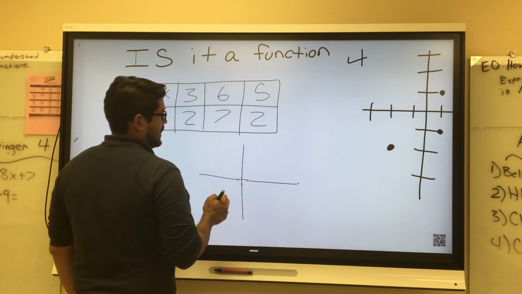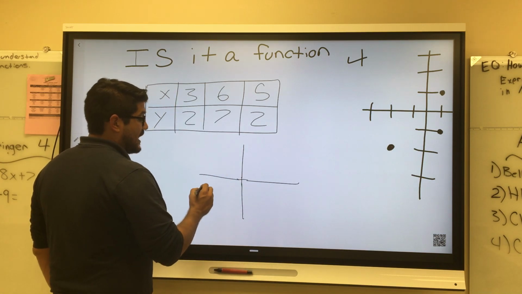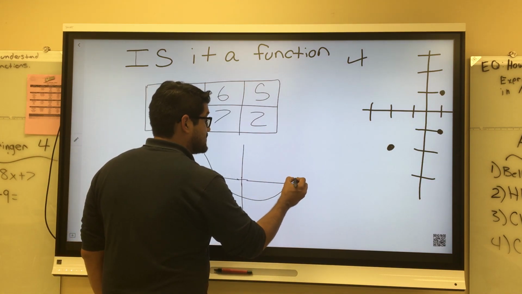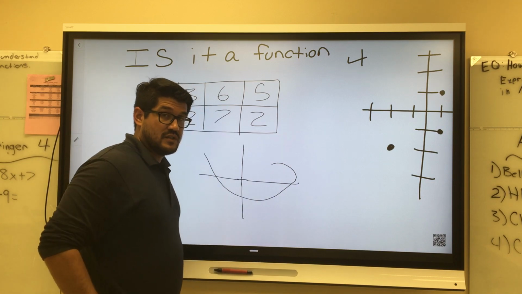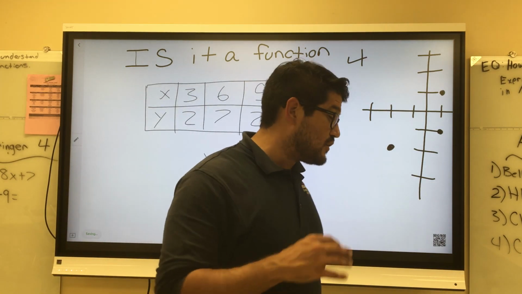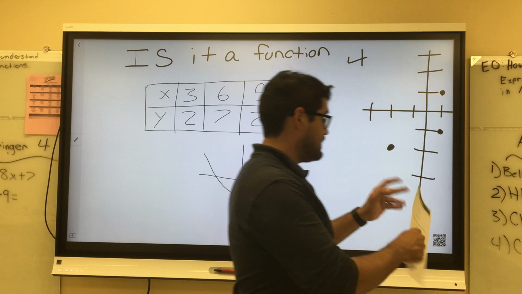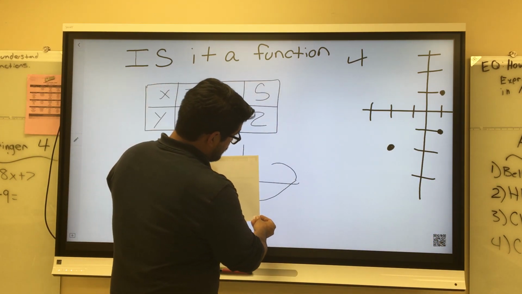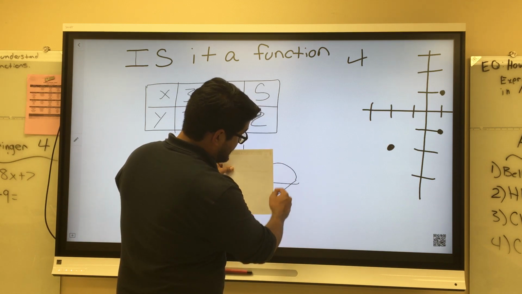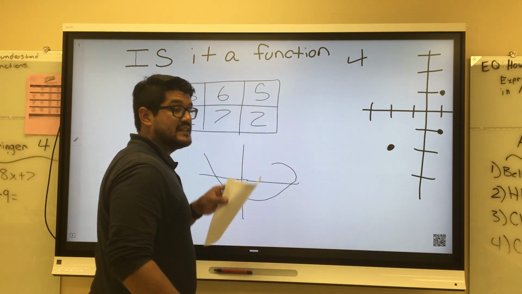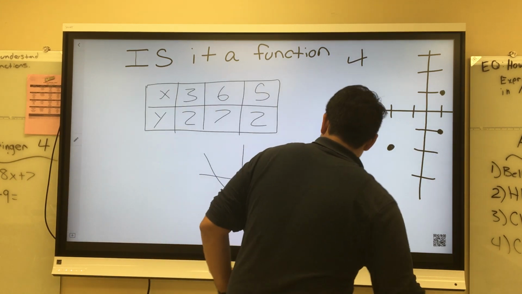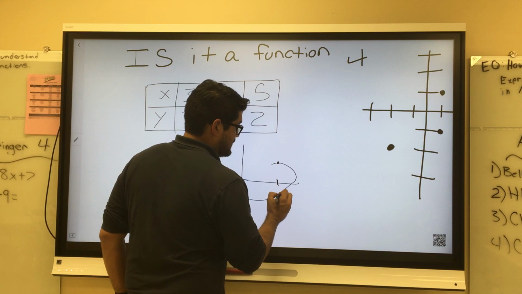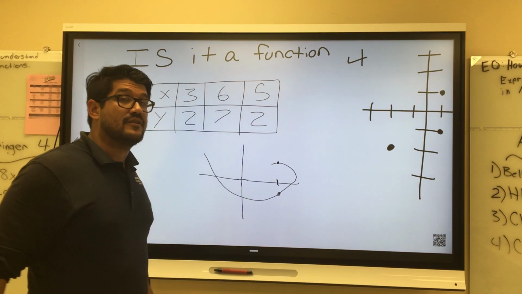If it's graphed and it looks like something like this, that's still a function. Now, if it comes back, that's not a function. Why? Because it's not passing something called the vertical line test. Meaning, if you cross a line like this, if it intersects with the line in two different spots, then it's not a function. Why? Because this one x has two different answers, which we just said is not allowed.